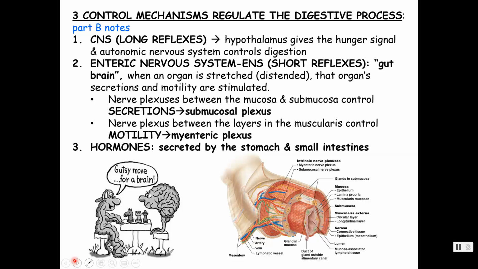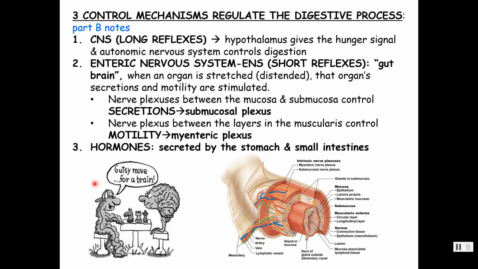So there are three basic levels of control mechanisms. Some of them are long reflexes, meaning they involve the central nervous system and the hypothalamus. The hypothalamus is what drives our hunger. It also signals the autonomic nervous system to control digestion. Whether you knew it or not, you actually have more neurons in the enteric nervous system. Enteric always means intestine. But in those nerve plexuses, the submucosal plexus and the myenteric plexus, there are more neurons than in your spinal cord. And so these are going to be short reflexes.